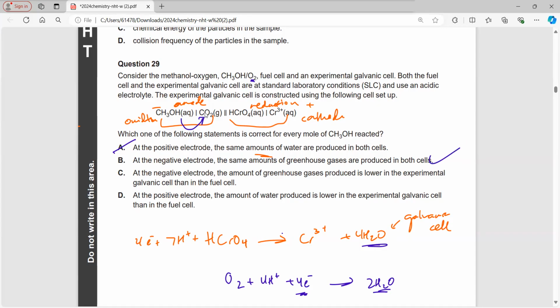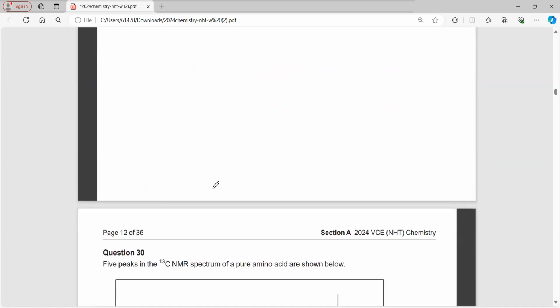At the negative electrode, the amount of greenhouse gases produced is lower in the experimental galvanic cell than in the fuel cell. So it's likely that it's actually going to be the same, because it's the same reaction. And at the positive electrode, the amount of water produced is lower in the experimental galvanic cell than in the fuel cell, so it's actually higher. So that's why I'm inclined to say that B is the one that is correct. Hopefully that makes sense.